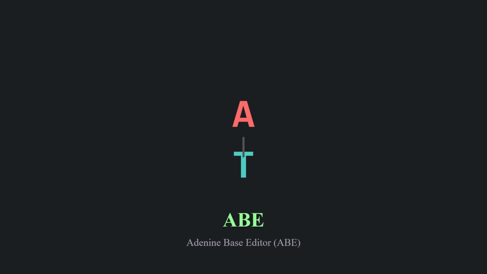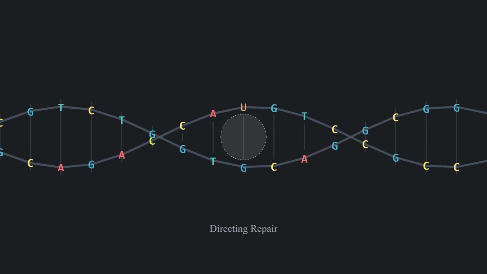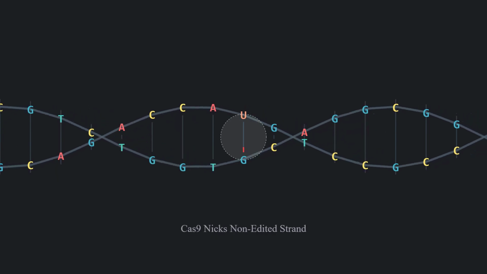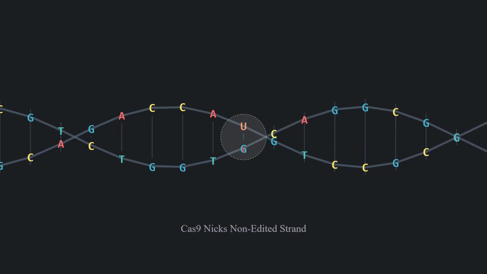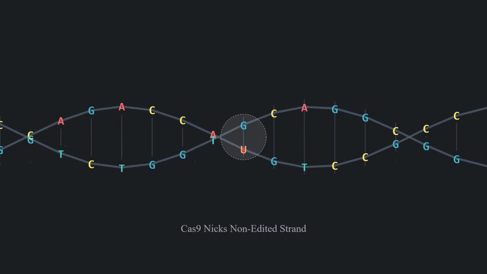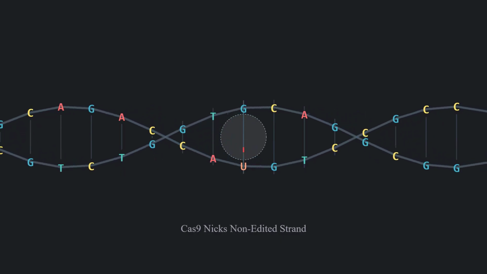The Cas9 Nickase component is essential for directing the cellular repair outcome after the chemical modification occurs. Once the deaminase converts the target base on the non-complementary strand, the Cas9 Nickase creates a single-strand break, or nick, on the complementary strand, directly opposite the edited base.